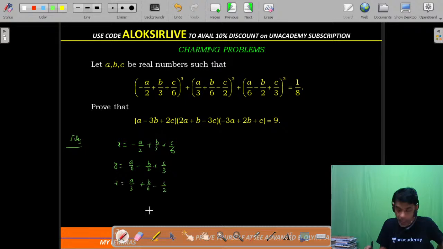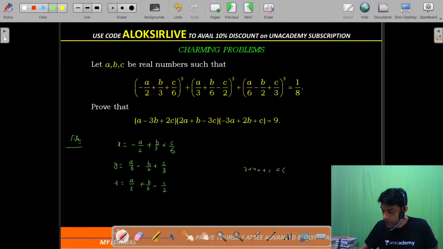If this we take, then I can add x plus y plus g. It is discovered that x plus y plus g is something good, something interesting. So x plus y plus g, let's take the coefficient of a only, right? So we'll get 1 by 3 plus 1 by 6, minus 1 by 2. So that gives you 0. So we got x plus y plus g equals 0.